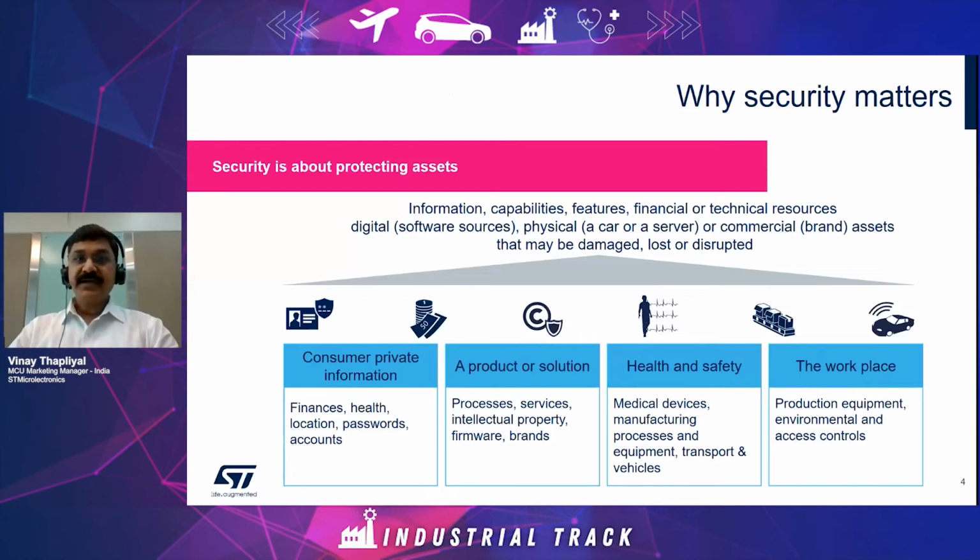So to start, as we most know why security matters, security is about protecting assets. Some examples of these assets are consumers' private information like finance, health, passwords, etc., services, IP, firmware of a product or solution, health and safety, or at workplace like production equipment, access controls. Damage to an asset may affect the normal operation of the system, including denial of the services, as well as that of individuals and organizations involved with the system.